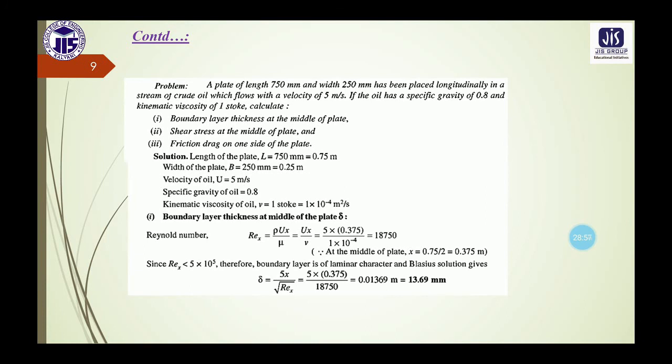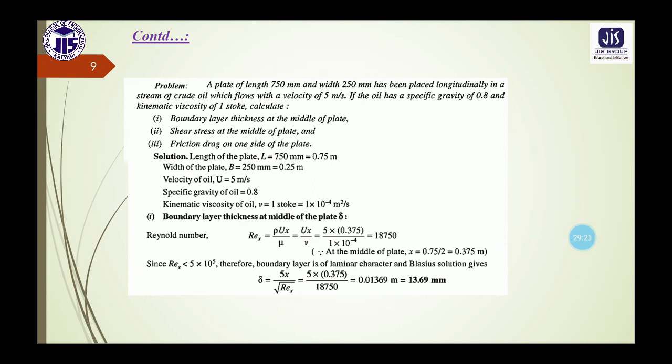Since this value of the Reynolds number is lower than the critical value of the Reynolds number, ultimately this boundary layer is of laminar character. Now if we use the formula of the boundary layer thickness corresponding to the Blasius solution, we need to apply delta equals 5x divided by root under Rex.